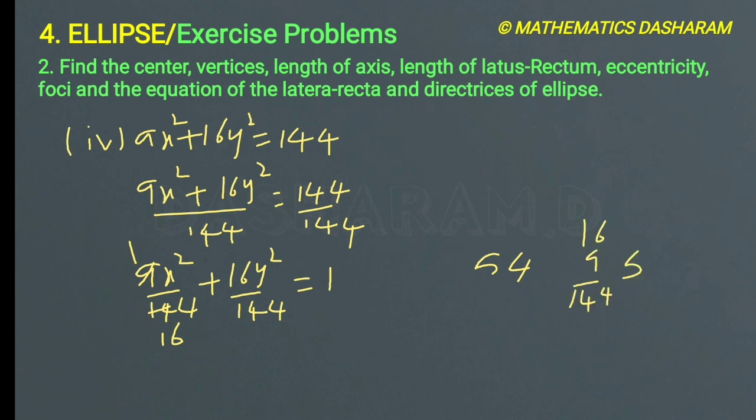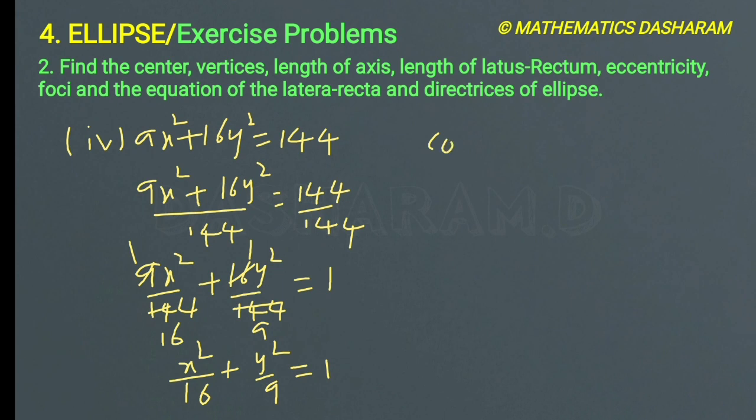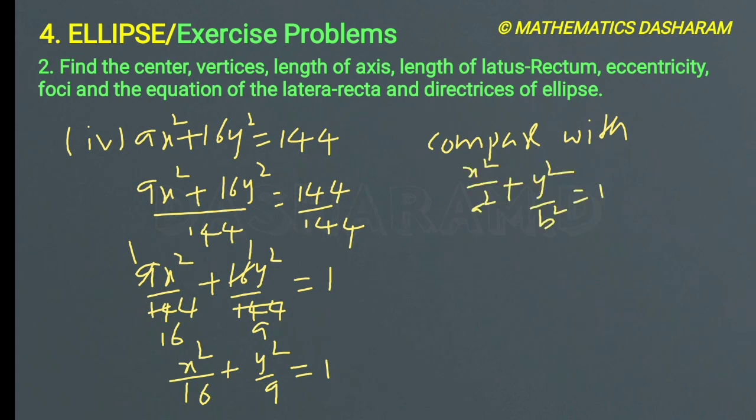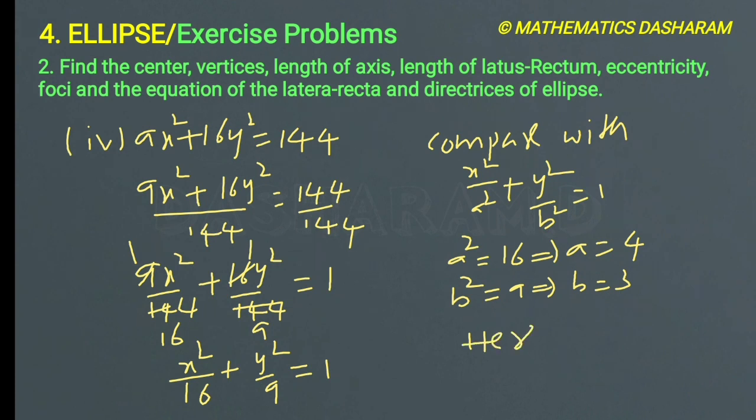Next, 16 ones are 16, 16 nines are 144. So then the standard form is x square by 16 plus y square by 9 equals 1. So now compare with the standard form, that is x square by a square plus y square by b square. So then a square equals 16, then a equals 4, b square equals 9, then b equals 3. And here a is greater than b.